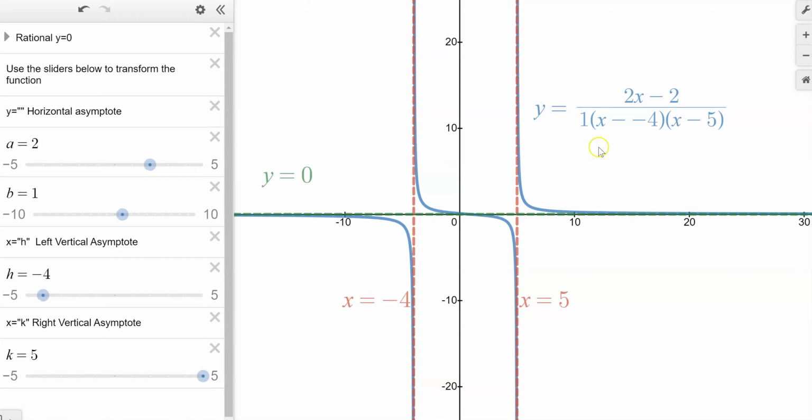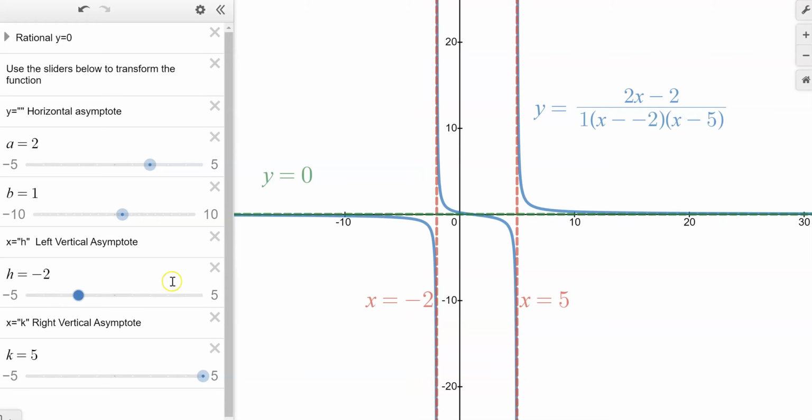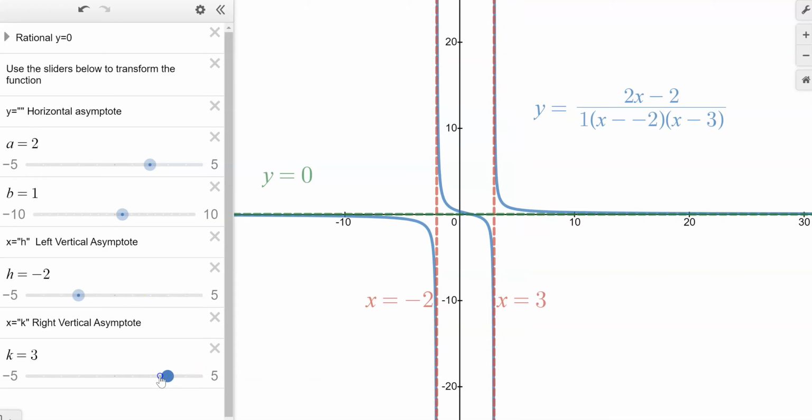I've got our rational function here. You can see that it says minus 4. That would be plus 4. So we have a vertical asymptote at negative 4. This one says minus 5, so we have a vertical asymptote at 5. You can see the sign just changes. If I change our function to 2, negative 2, we now have a vertical asymptote at 2. Now it's at 4, 3.